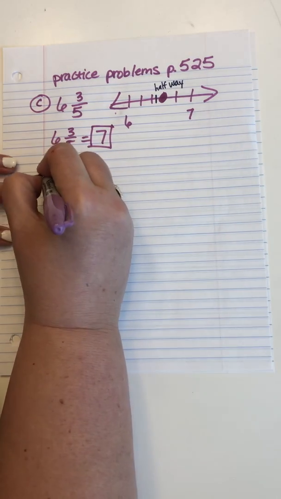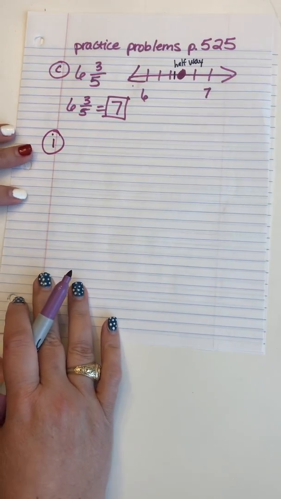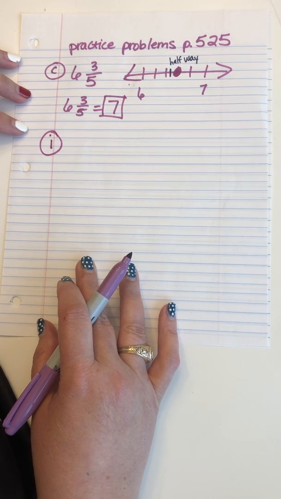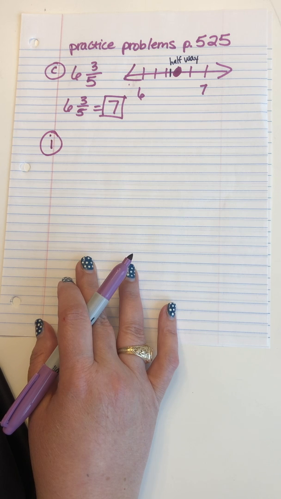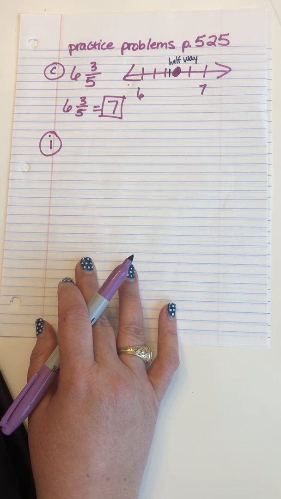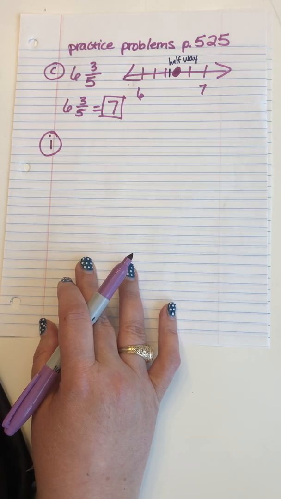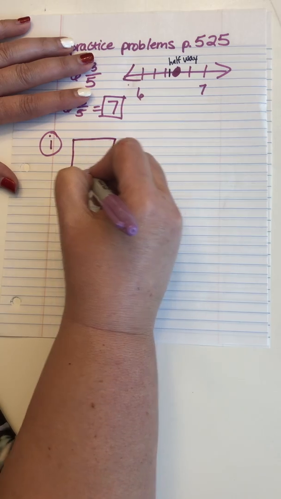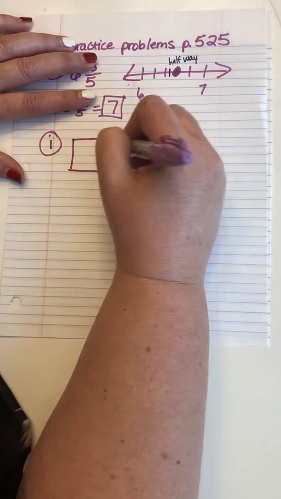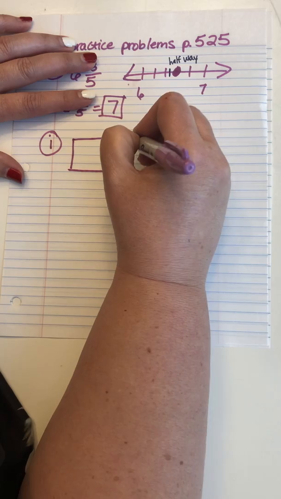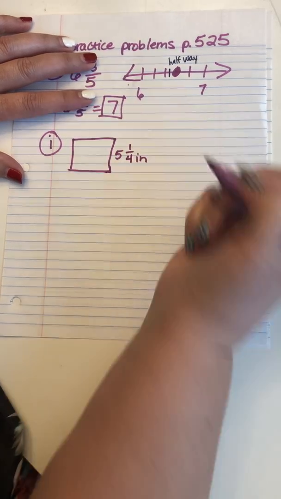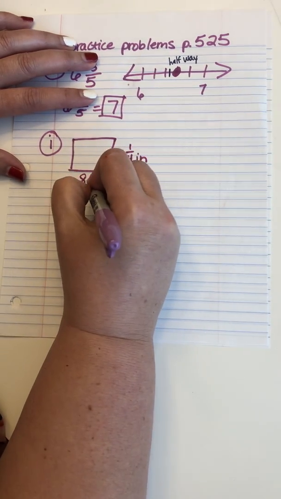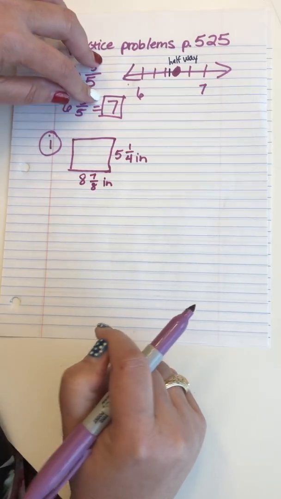Okay, let's do letter I together. That's a fun one. I know some of you just laughed at me and said, no, it's not, but it is. Estimate the perimeter of the rectangle in example 2. So you just have to pop up the page a little bit to this rectangle, and I'll do a rough drawing of it here because I know you've all missed my bad drawing while we've been away. So there's 5 1/4 inch on this side, and then we have 8 7/8 inch on this side.